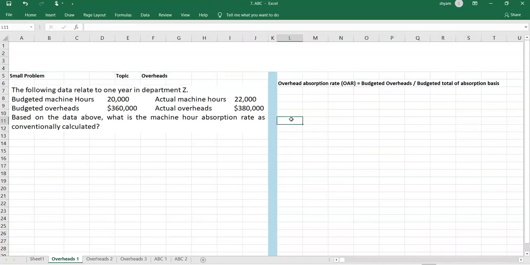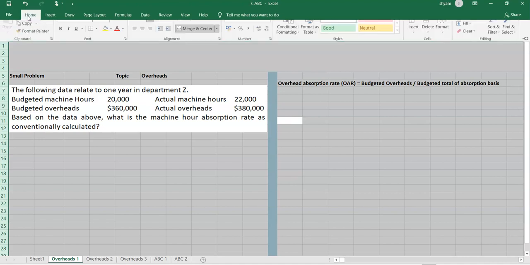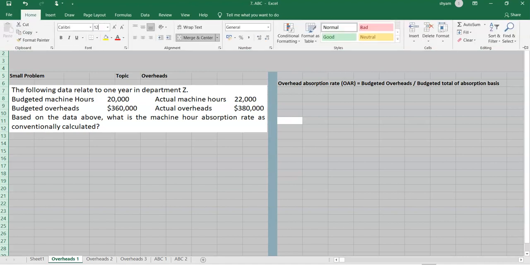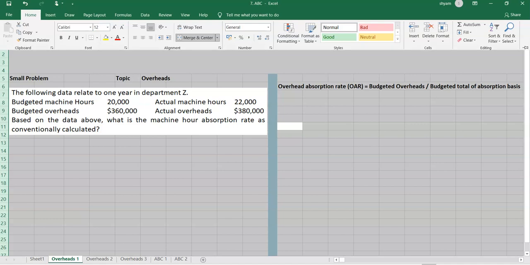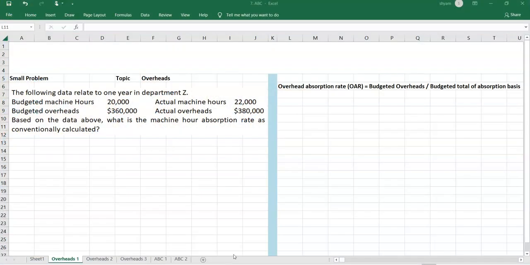So the overhead formula is this. OAR equals budgeted overhead divided by budgeted total of absorption basis. Usually it's on some basis. So let's read the question.